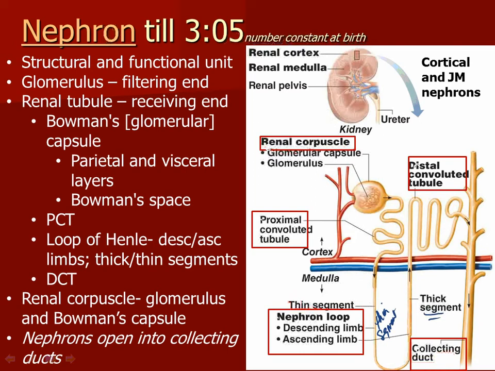So in the thin segment, it will have thin squamous cells. In the thick segment, it will be cuboidal cells. And then the loop of Henle goes up and becomes convoluted again, where it's called the distal convoluted tubule. So you can see the parts of the renal tubule are the Bowman's capsule with that capsular space. That space leads into the lumen of the proximal convoluted tubule, the loop of Henle, into the distal convoluted tubule. So this is the renal tubule.